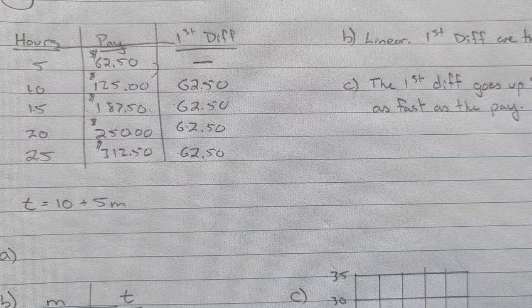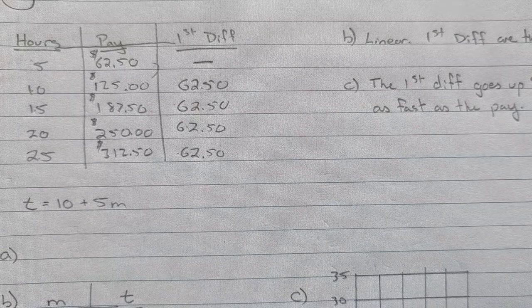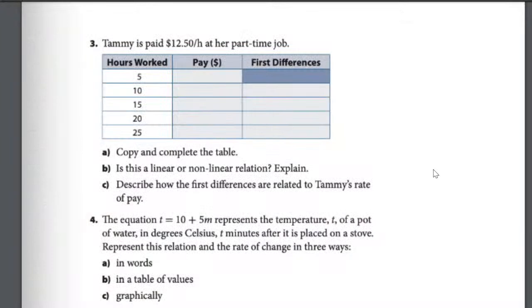Okay, so number 4 is next, and in question number 4, it says that an equation T equals 10 plus 5m represents the temperature T of a pot of water in degrees Celsius m minutes after it is placed on a stove. Represent this relation and the rate of change in 3 ways: in words, in a table of values, and graphically.